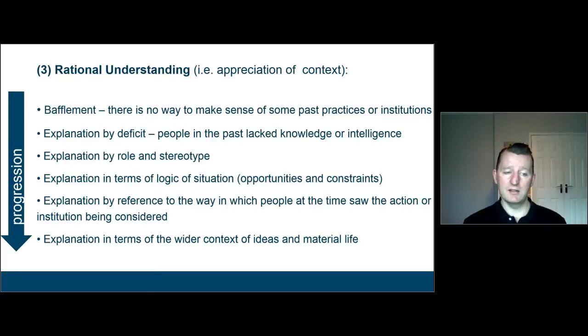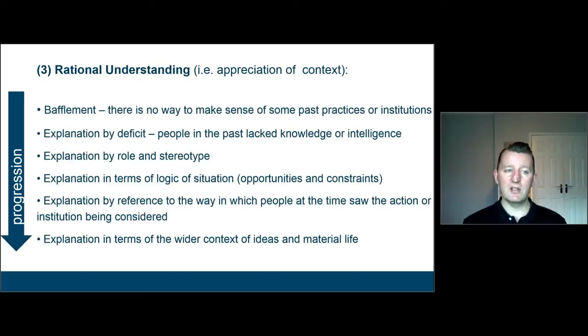Finally, as we get into the more sophisticated stages, we think about explanations in terms of the logic of the situation, in terms of opportunities and constraints. Then, by reference to the way in which people at the time saw the action or institution being considered. And finally, that wider context of ideas in material life. Really, this relates to that developing sense of period that we were talking about when we were talking about chronology.